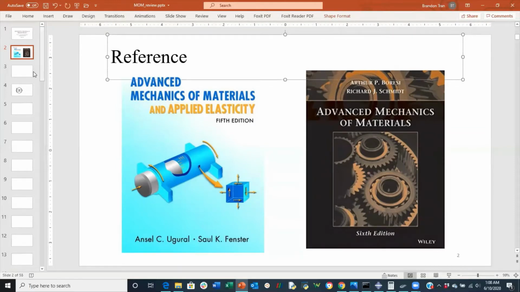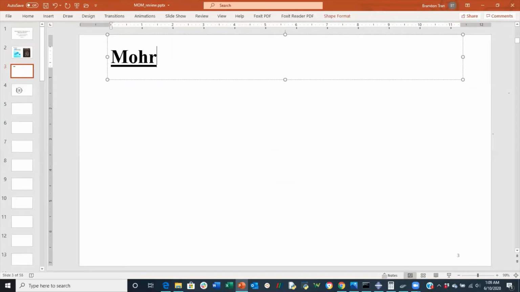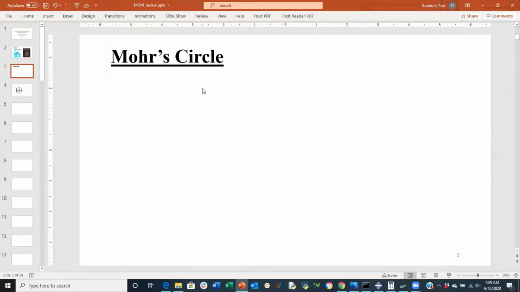The first topic we're going to talk about is Mohr's circle. I'm starting with Mohr's circle because it is a fundamental technique in mechanics of materials to understand the state of a system by simplifying it into this method. Mohr's circle is a useful tool to analyze the entire state of a system when it undergoes load. So let me go ahead and start writing things down.